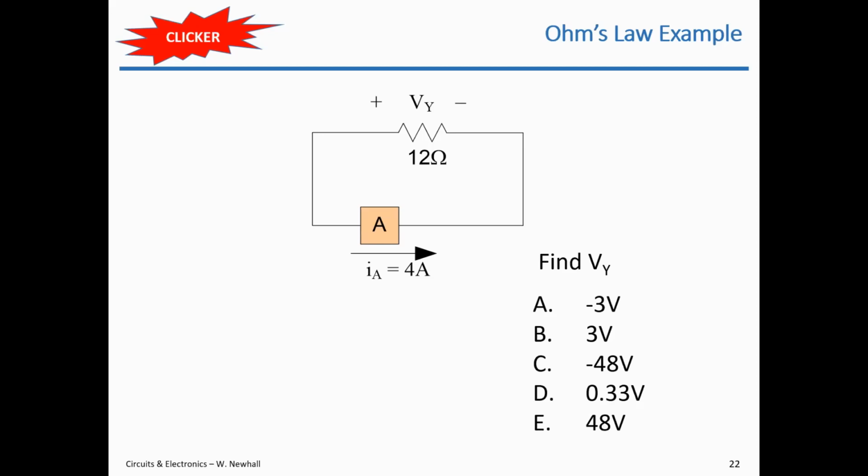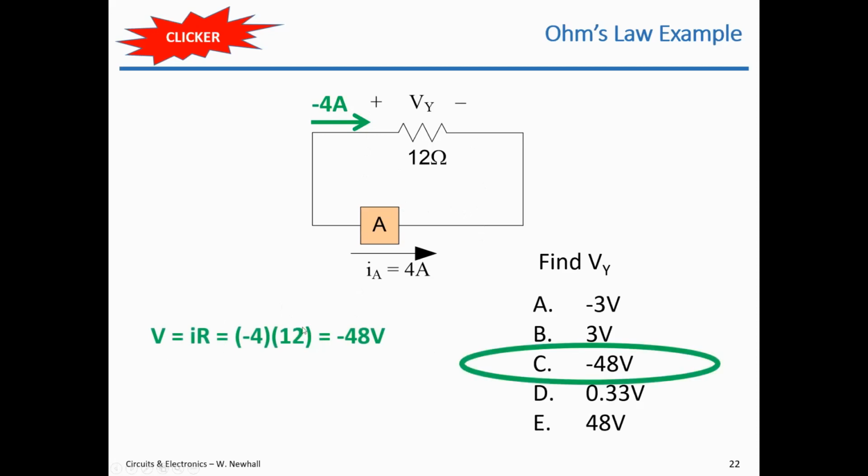If you don't know how to do this, ask questions or talk to me at office hours. Okay, so here I have IA, the 4 amps, going into the negative side of Vy. So I want to turn that around and have the reference direction for the current drawn into the positive side of Vy. I can do that by flipping the arrow and putting a negative sign in front of the current. That's what I've done here. And so now this is a direct application of Ohm's law, so I get negative 48 volts. Okay, questions on that?